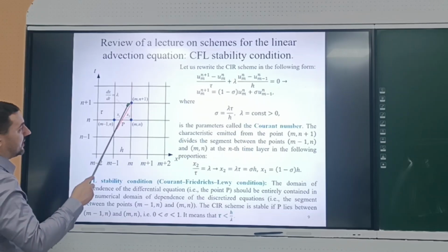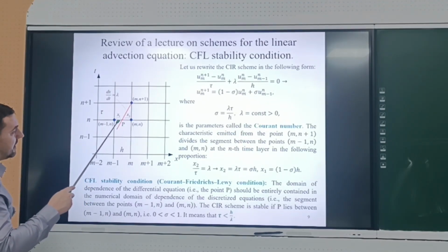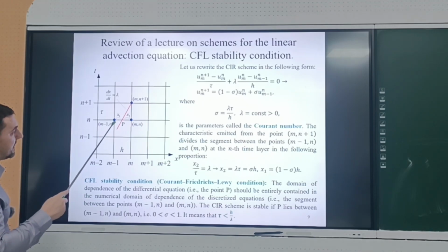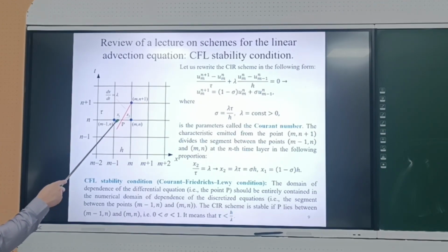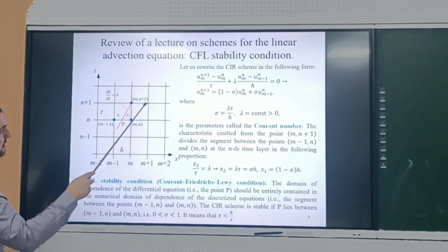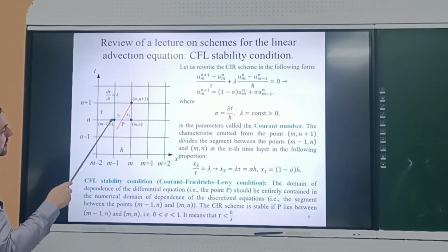So the numerical solution here is equal to the numerical solution at this point p, because this red line is the characteristic, dx over dt equals lambda. We do not know the solution at this point p, and we try to find it as the linear interpolation of the solutions here and here. So this formula states that our numerical solution here is just the linear interpolation on the nth time layer between the values here and here.